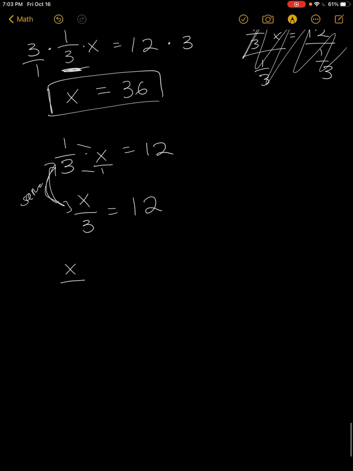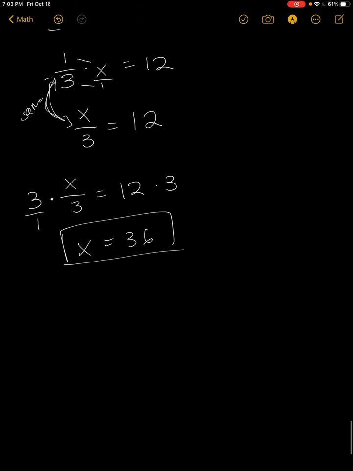The way I like to think about this one is, I'm trying to get rid of this 3. I'm dividing by 3. What's the opposite of dividing by 3? Multiplying by 3. Okay, and then I will get 3 over 3, right? We get 1, we get x. We get 36.